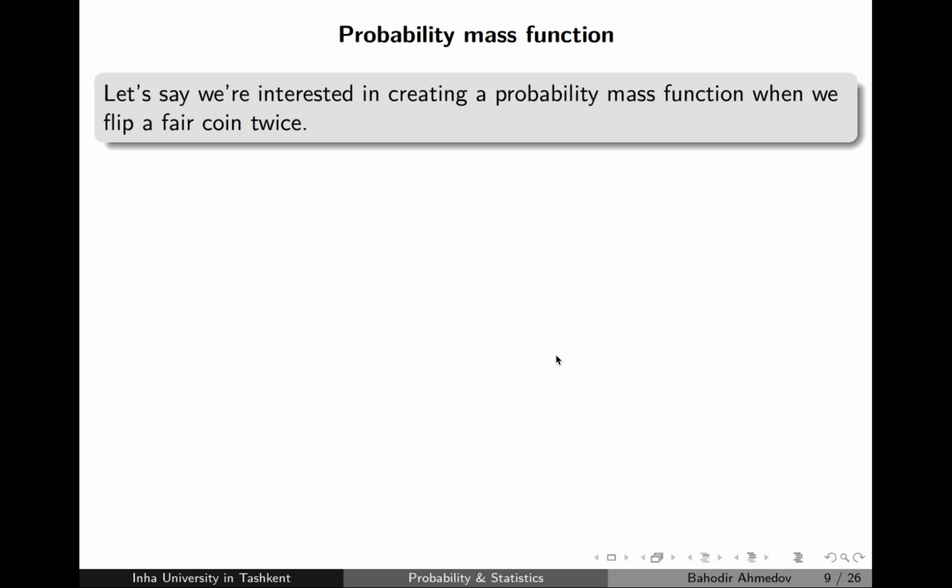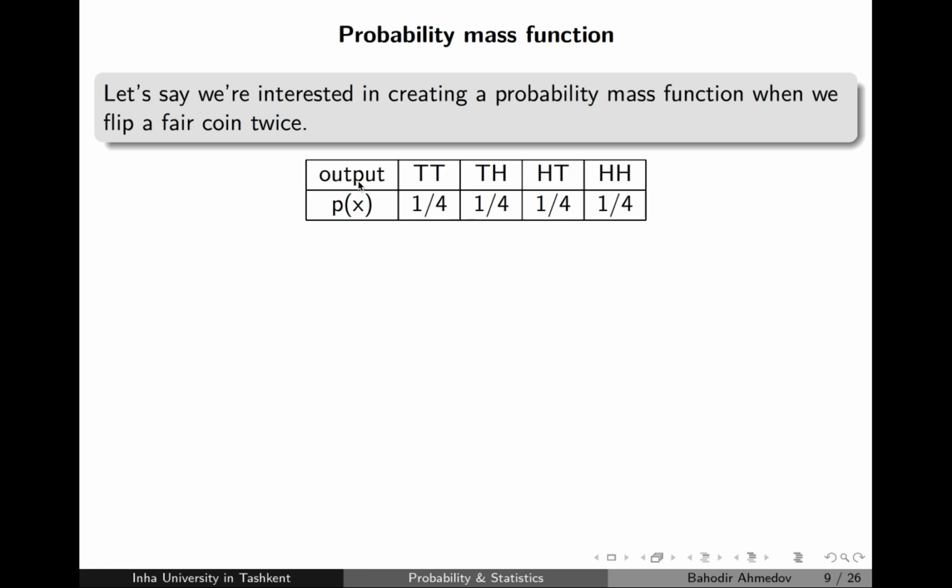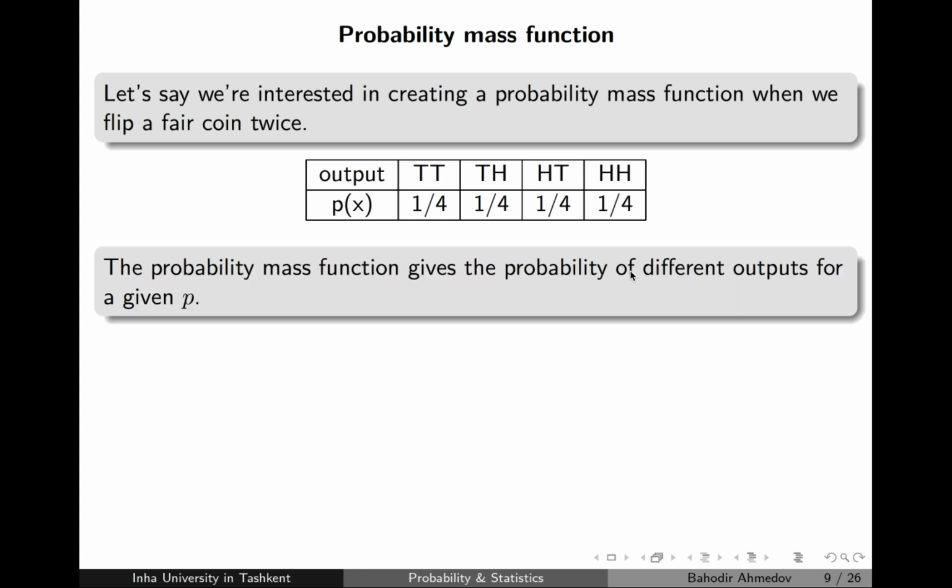Let's say we're interested in creating the probability mass function when we flip a fair coin twice. The outputs might be tails and tails, tails and heads, heads and tails, and heads and heads. The probability mass function here is the function which gives us the probability of appearance of the different outputs, right? So if I would draw its histogram or bar chart, it's going to show the probability of appearance of each of the outputs.